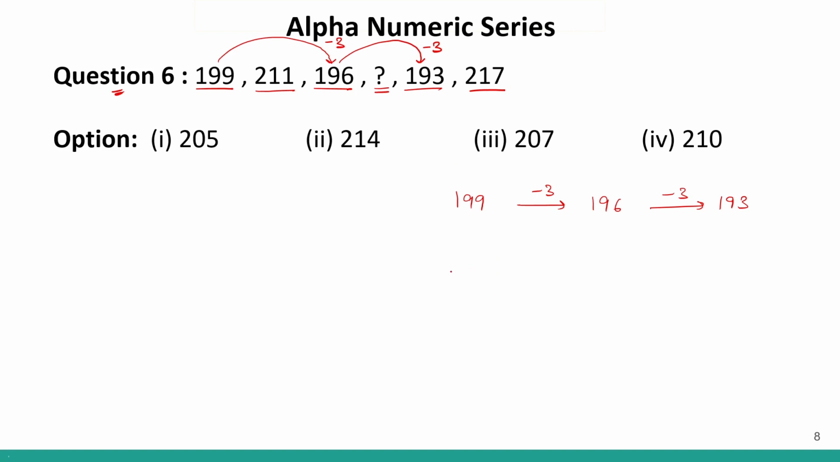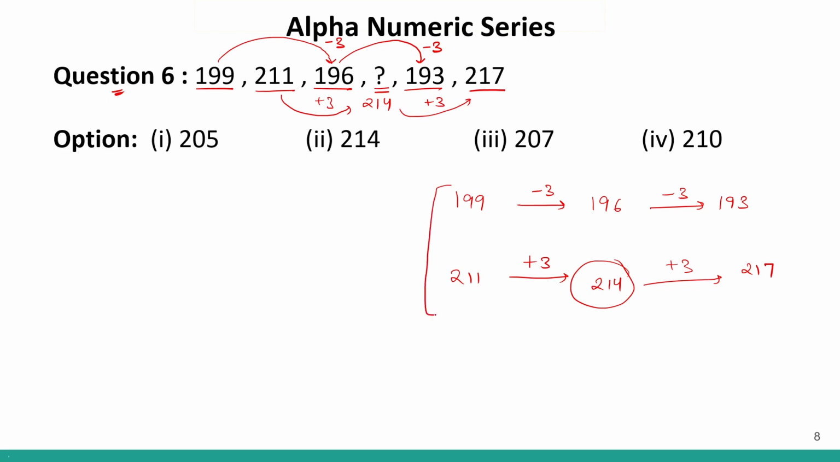Then we have 211, a missing term, and 217. So this is increasing. Correct? From 211 it is increasing to 217. So maybe if I add 3 I'll get 214, and if I add 3 to this I'll get 217. So if I put 214 in this place, this will be plus 3 and this will also be plus 3. So this again is a combination of two series. The answer will be 211 plus 3 gives me 214 and 214 plus 3 gives me 217. So the answer will be option number 2, 214. Clear?